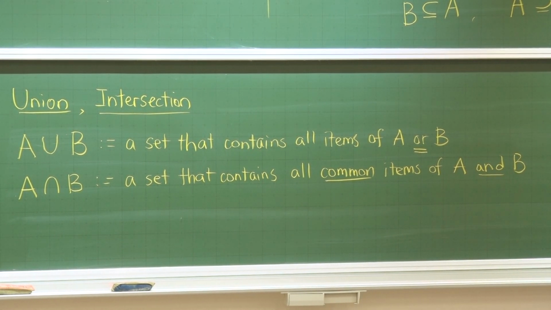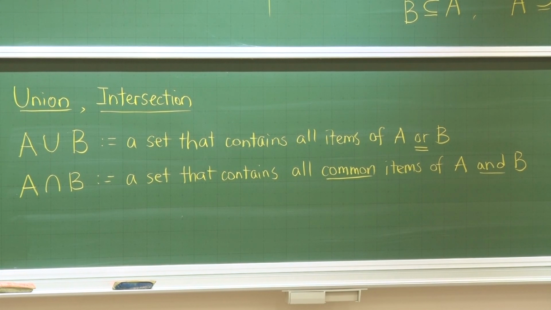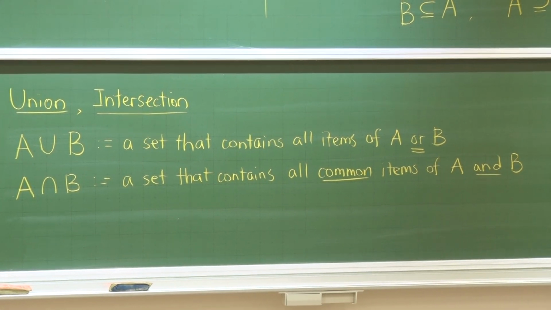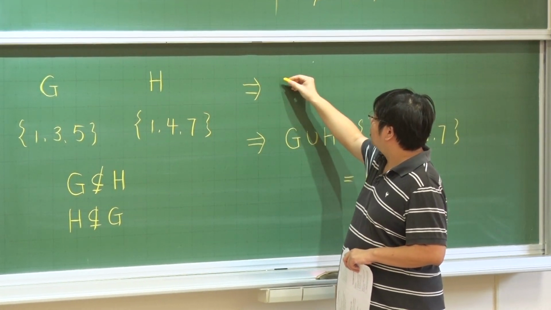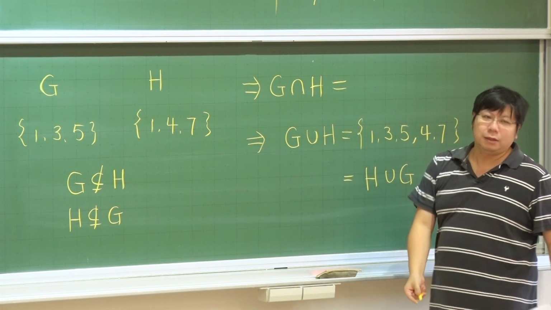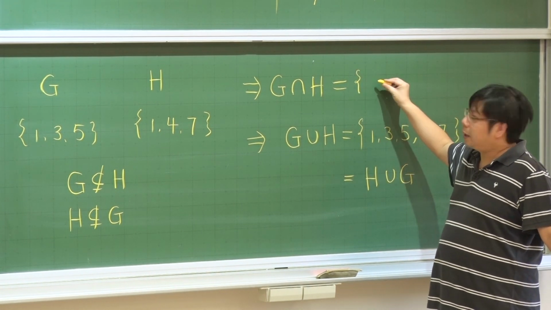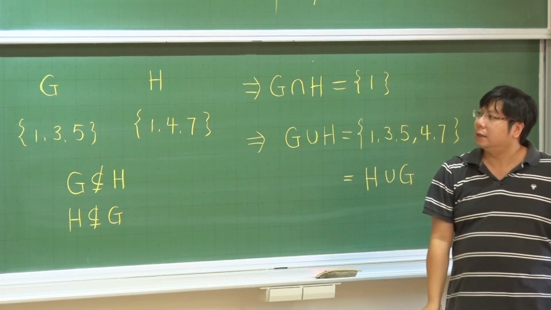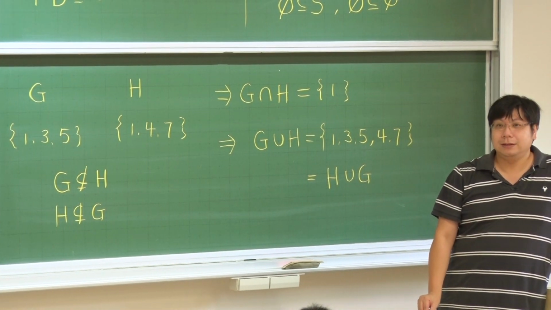So here, this time, we can only pick up common items. If things only appear in exactly one of the sets, then we don't include them. So in our example, let's say this is G and this is H. We will have G intersect H. It is equal to what? The intersection of G and H turns out to be a set that contains the number 1 inside. Is that okay?